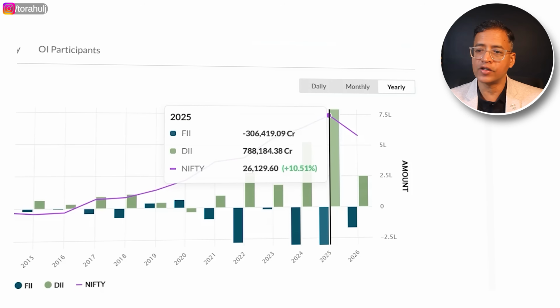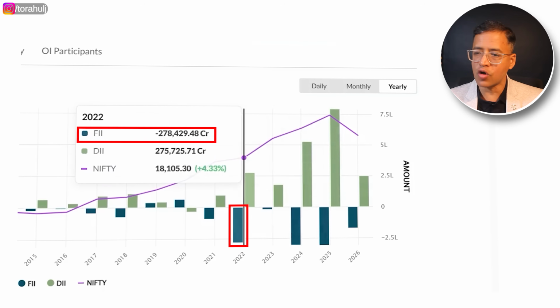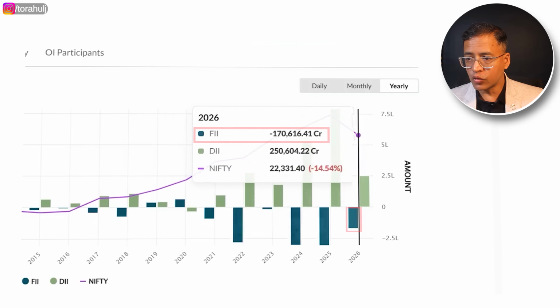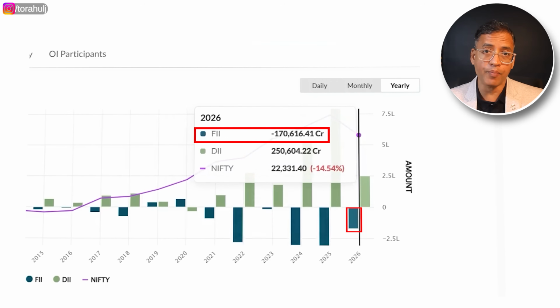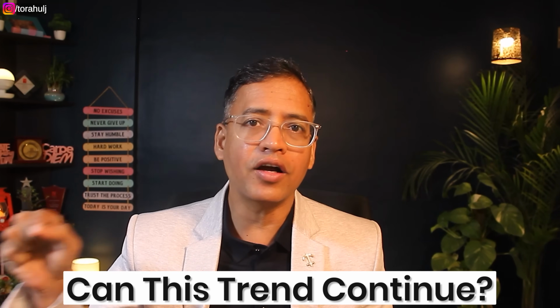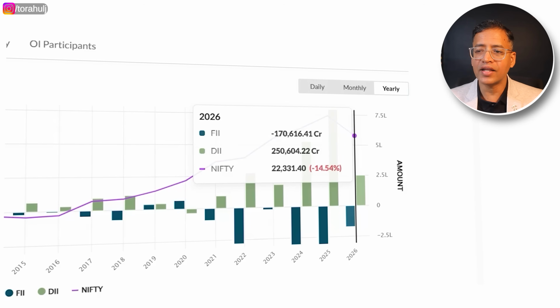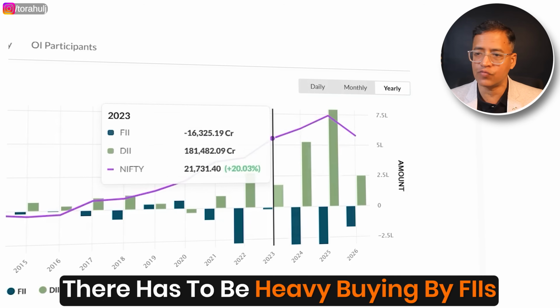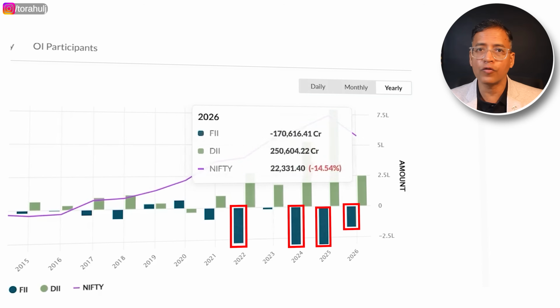heavy selling by FIIs. FIIs started exiting the Indian stock market from 2022. In 2026, already a lot of selling has happened, right? Now, can this trend continue? It is entirely possible. This is the risk that FIIs may not come back to the Indian stock market sustainably. What I mean is that there has to be heavy buying by FIIs, which is not there in the last 3 to 4 years.